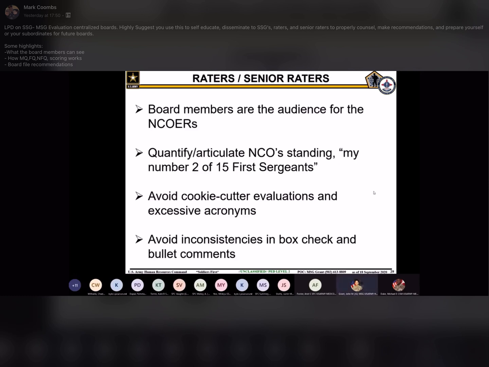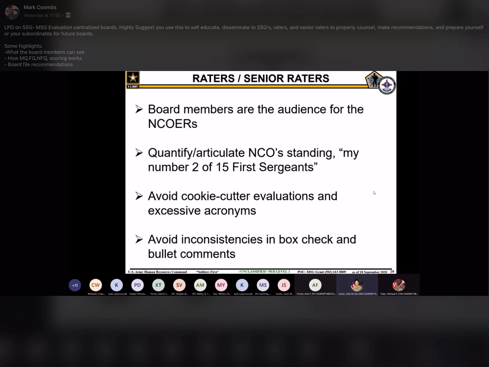Okay. NCOER is very important. Raters and senior raters, please ensure that you are enumerating your NCOs. But I will tell you, you have to be creative with your enumerations if you only rate or senior rate 1 or 2 NCOs or 3, right? Because if you're saying this Sergeant First Class is the one of one that I currently senior rate, or they're 1 of 2 that I currently senior rate, or 3 of 3, you're really not doing any justice for that NCO, and you're not giving the board members a clear picture of where they stand.